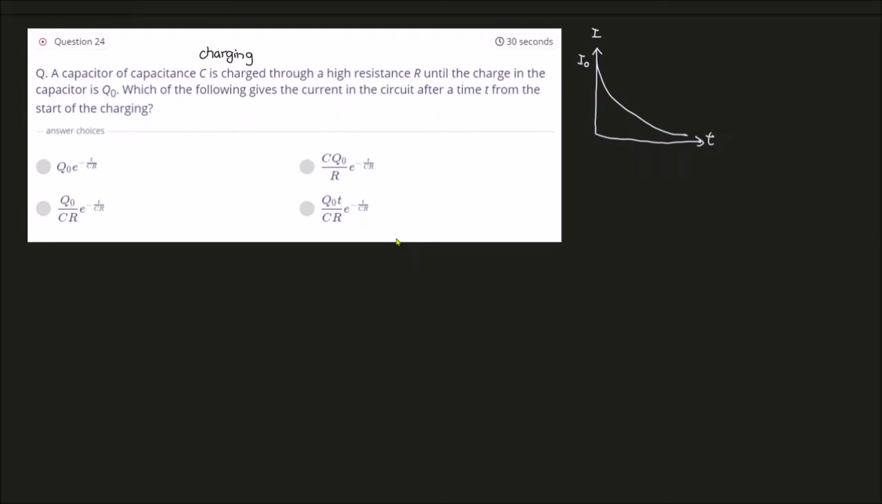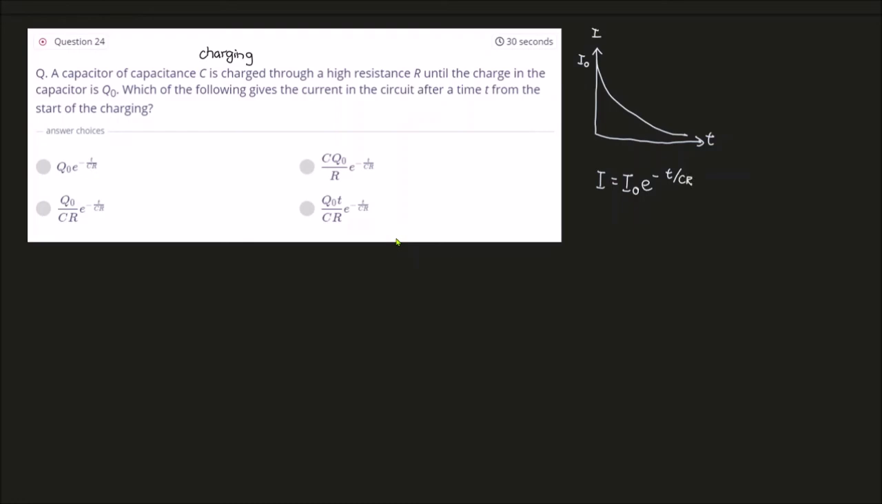When it gets more difficult, there will be less and less charge moving, trying to get to the positive plate. Less and less charge moving means the current actually decreases. So this graph can be expressed using the formula I equals I naught e to the power of negative t over RC, or CR in this case.